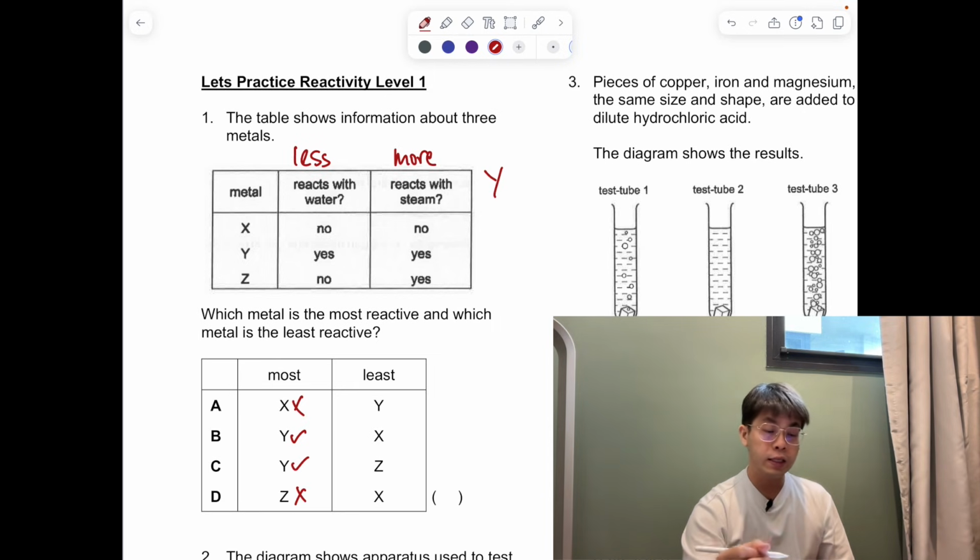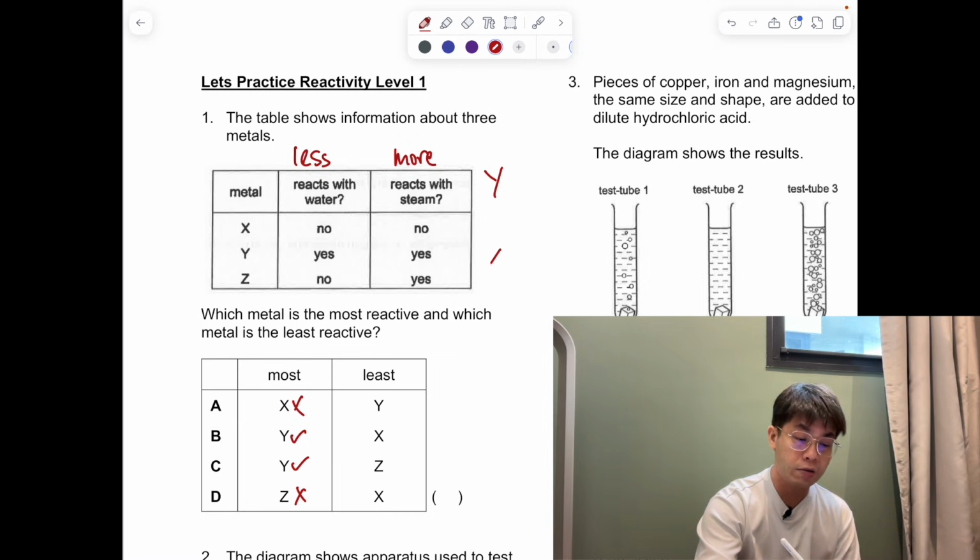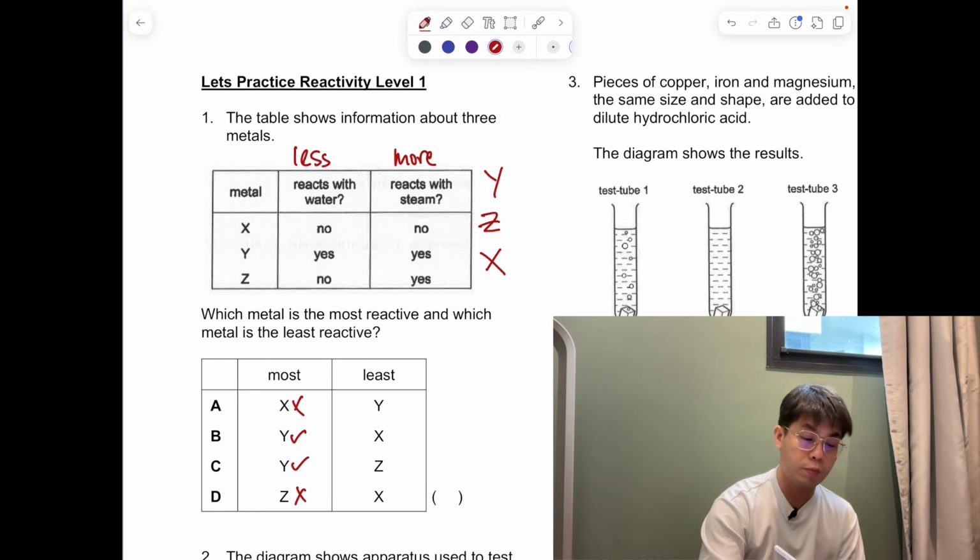And then for the least, we realized that for X and Z, even with steam, X doesn't react. So that means X should be the least reactive, followed by Z, which is next up there. Therefore, the least reactive here will be X. The answer here will be B.